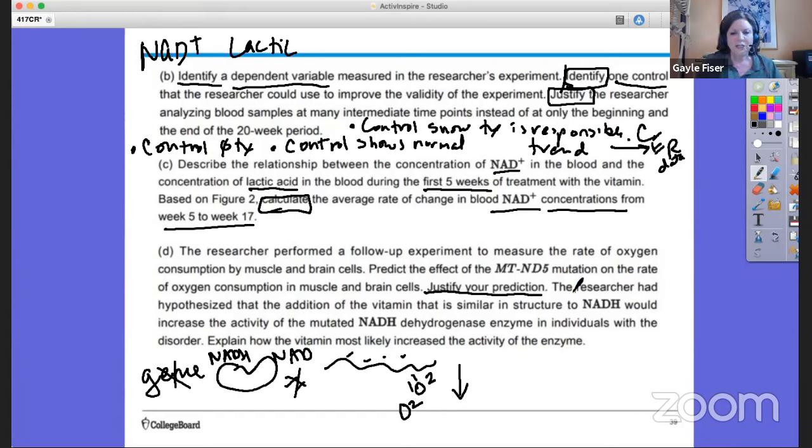And all those things I just said, by drawing it out and thinking it out, would be my justification. The researcher had hypothesized that the addition of the vitamin that is similar in structure to the NADH, I'm gonna give you a hint, would increase the activity of the mutated NADH dehydrogenase enzyme in individuals with the disorder. Explain how the vitamin most likely increased the activity of the enzyme. I'll give you just a moment to think about that, because I'll let you do at least one part all by yourself. I'm actually just modeling this so you can see how to plan, because that's going to be critical.